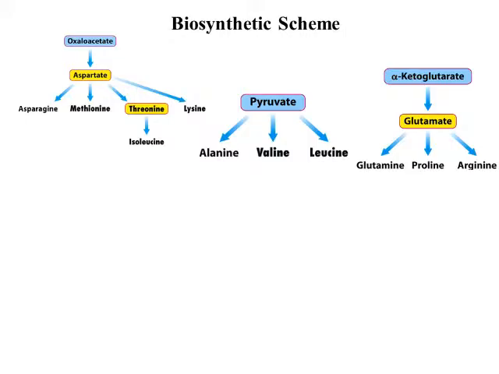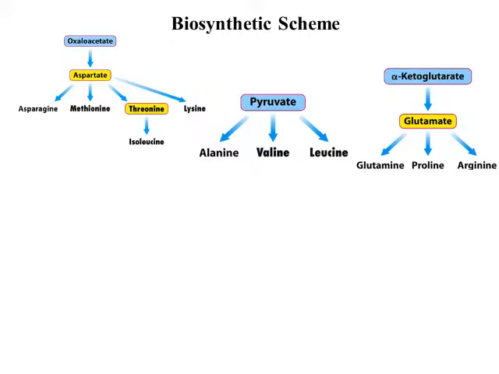Oxaloacetate gives us aspartic acid, we know that. But then aspartic acid, through a convoluted pathway, can give us any of those amino acids. Pyruvic acid gives us alanine directly. We already know that, transamination. But then it also can give us, through a multiple reaction pathway, valine and leucine.